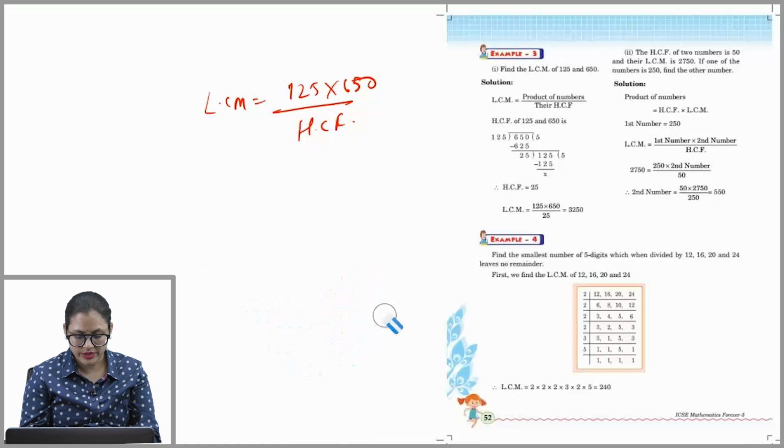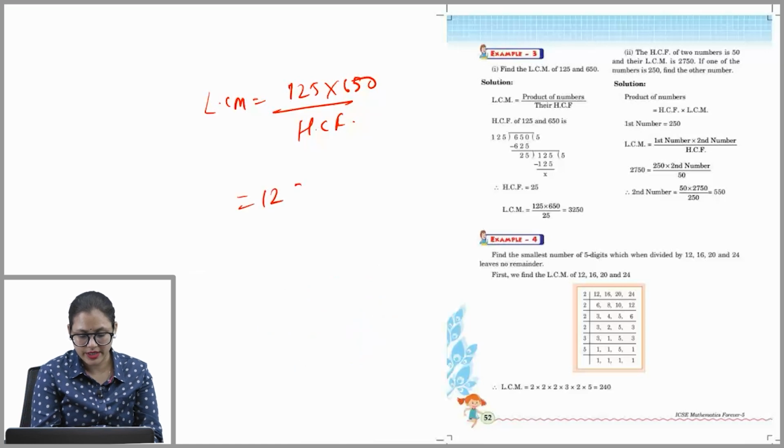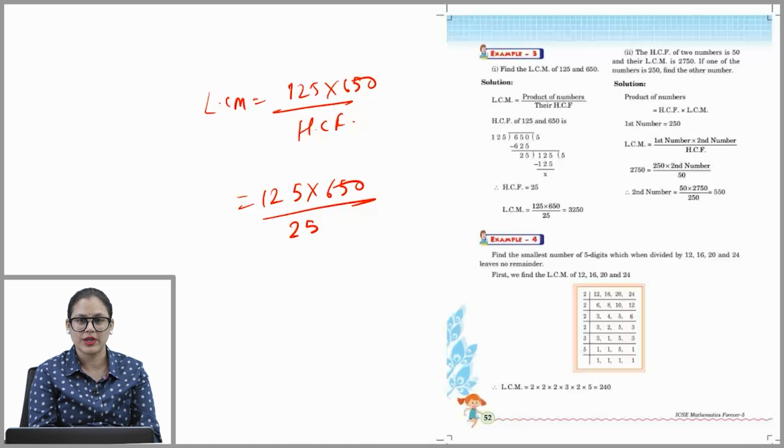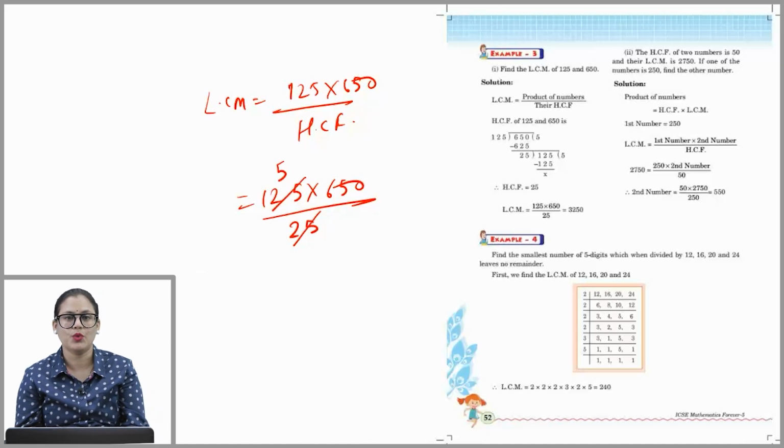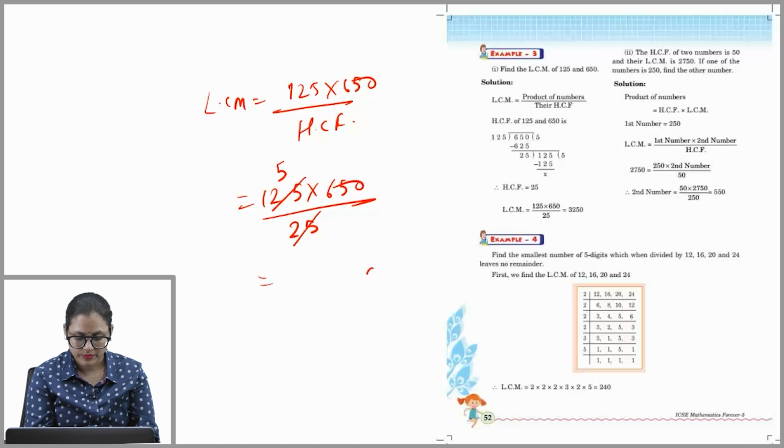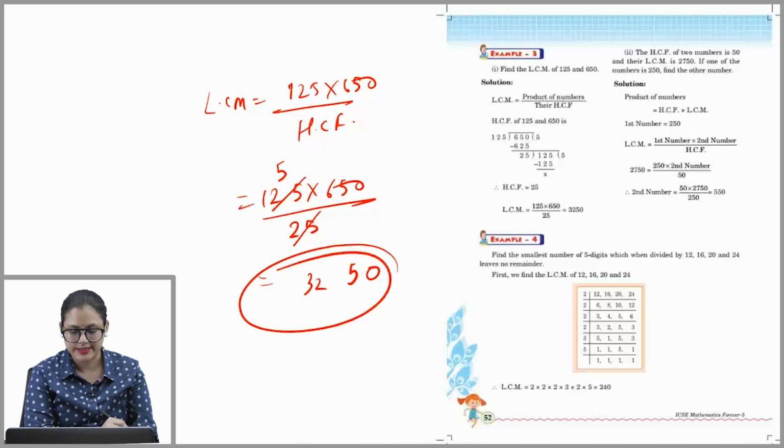Now, we will write 125 into 650 upon what is the HCF? 25. 25 5s are what? 125. Now 0, 5 5s are 25, 2 carry, 5 6s are 30 plus 2, 32. So this is the LCM.